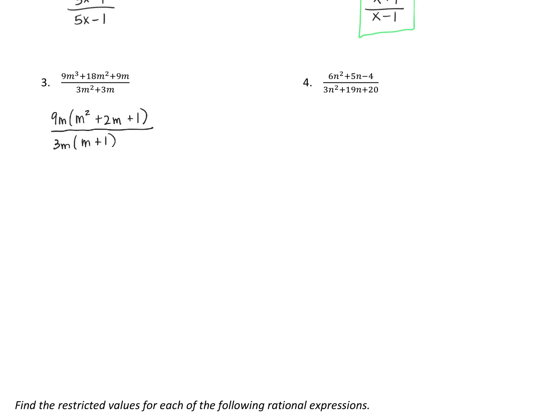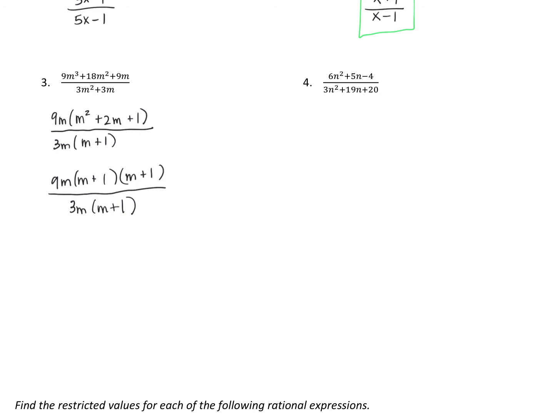Okay, so now I want to see if I can factor what's in parentheses further. The bottom I'm not going to be able to because I don't have an exponent on my m, so the bottom is done. But the top I can factor that m squared plus 2m plus 1 again. So I'm going to do that. So m, what multiplies to get 1 and adds to get 2? Well, that will be 1 and 1. All over 3m times m plus 1. So now I have everything factored.